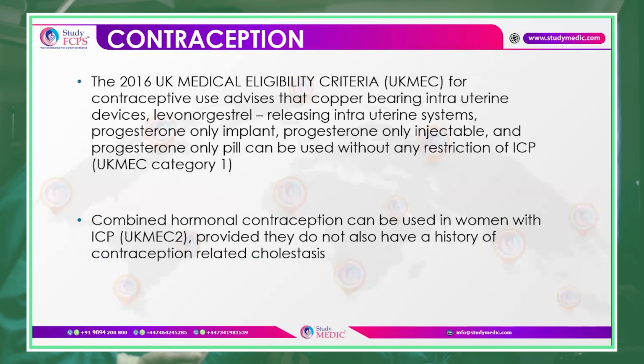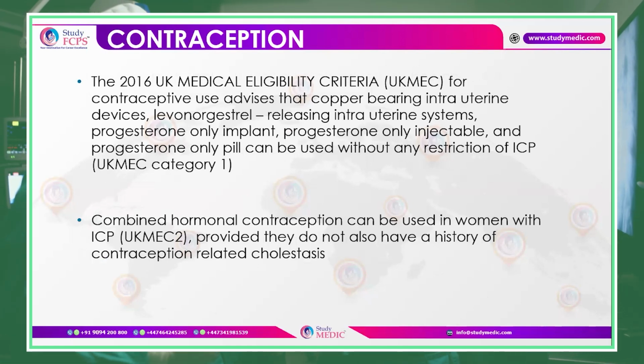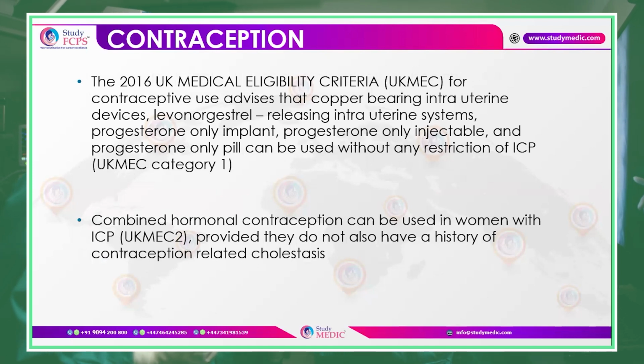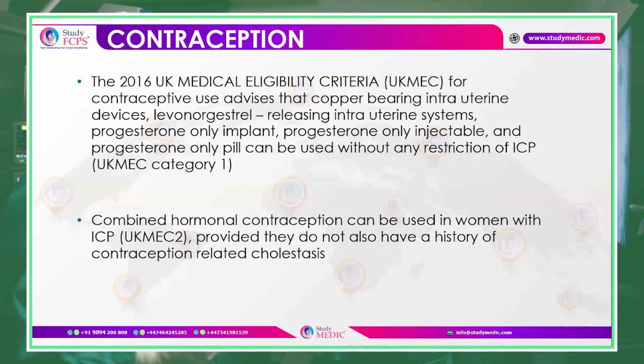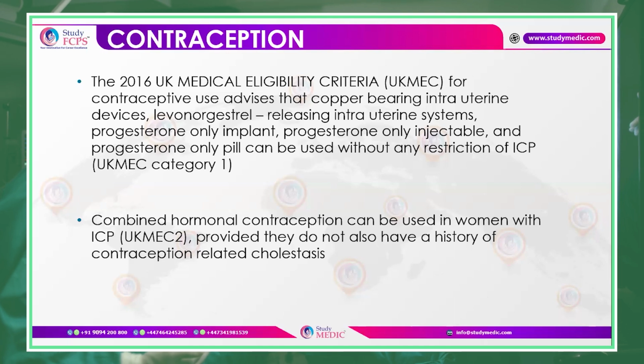According to the medical eligibility criteria, that is according to the UK MEC, the contraceptive choices for intrahepatic cholestasis of pregnancy include copper-bearing intrauterine devices, levonorgestrel releasing system Mirena, progesterone-only implants such as Implanon, Nexplanon, Jadelle, progesterone-only injectables, and progesterone-only pill. These can be used without any restrictions, and they come under category 1, that is UK MEC category 1. However, combined hormonal contraceptives can be used in a woman with intrahepatic cholestasis of pregnancy, provided, and there is a condition you have to keep in mind, that they do not also have a history of contraception-related cholestasis.